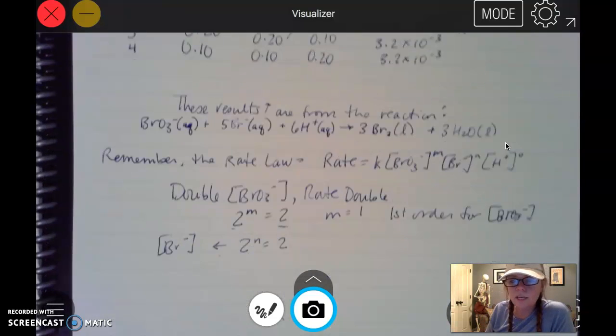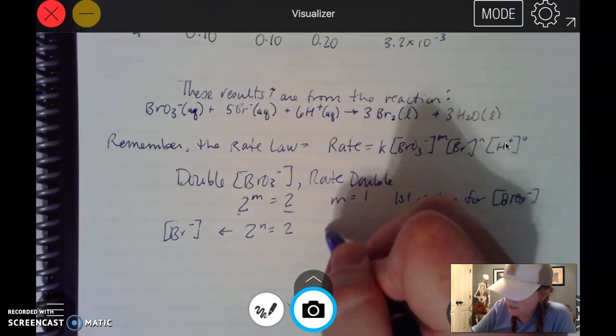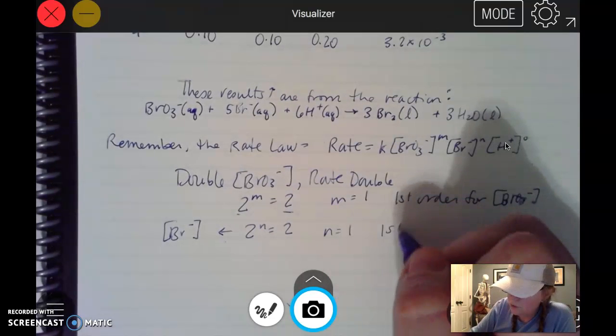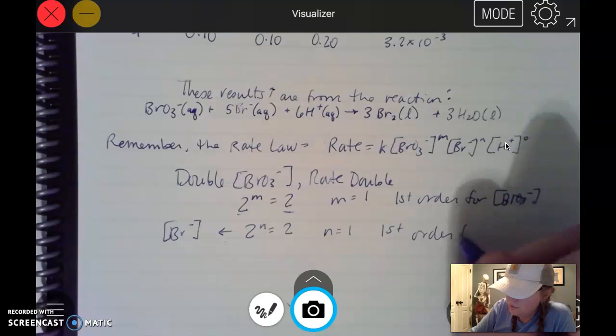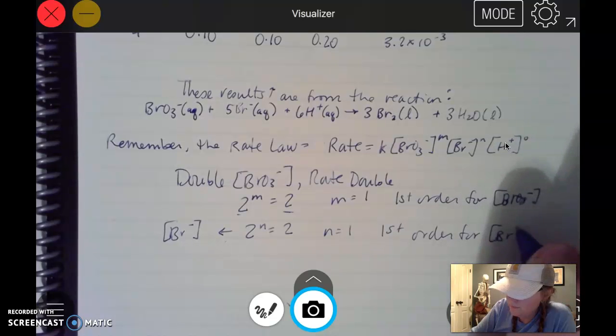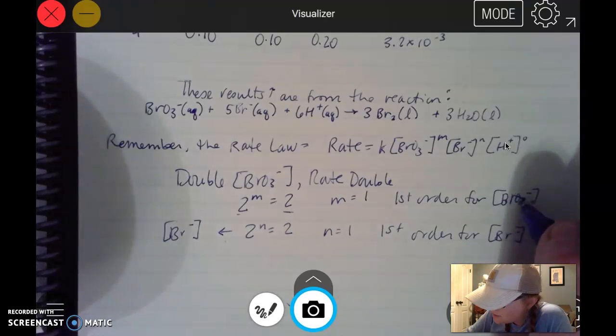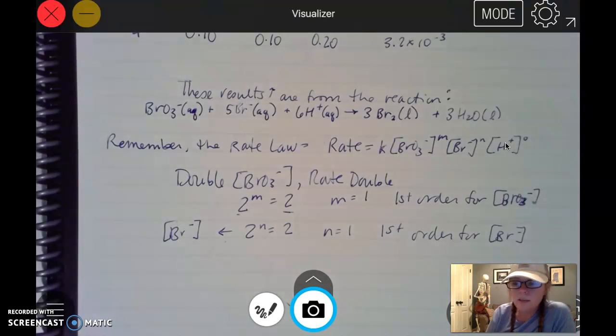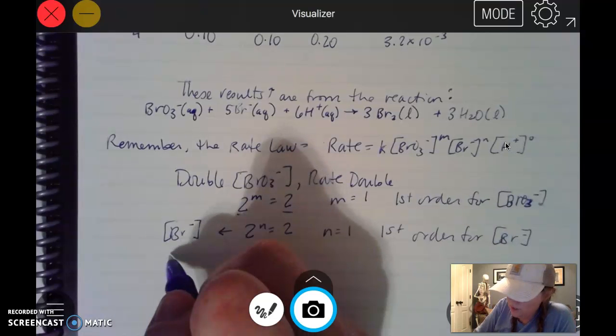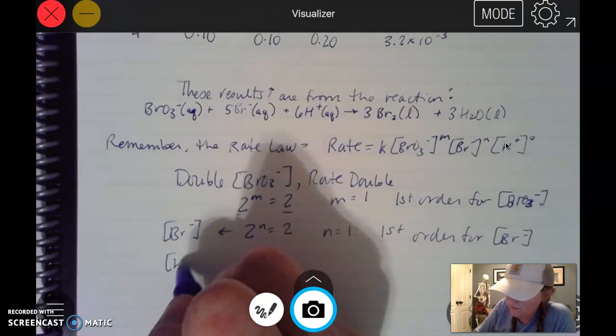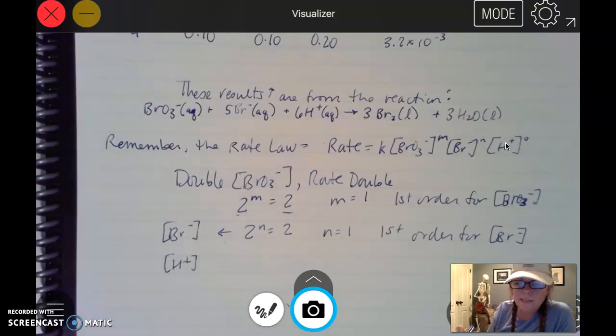And so I can see that it's going to be first order for bromide as well. Oh, my bromate got a little smeary there. Okay. All right, so the last one I need to figure out is the effect of changing the acid concentration.